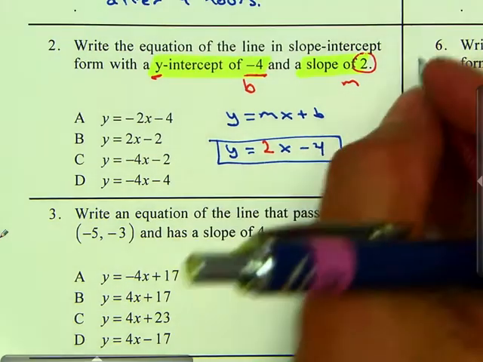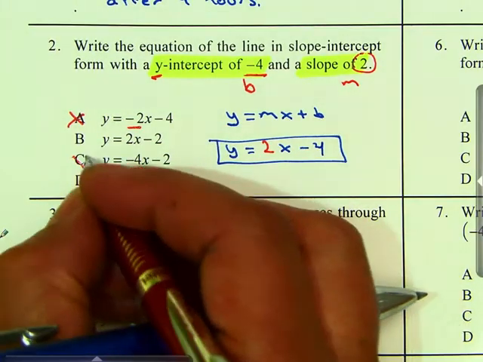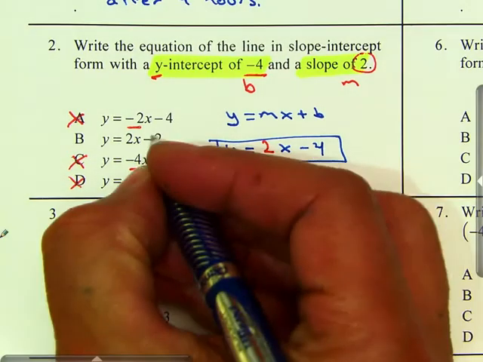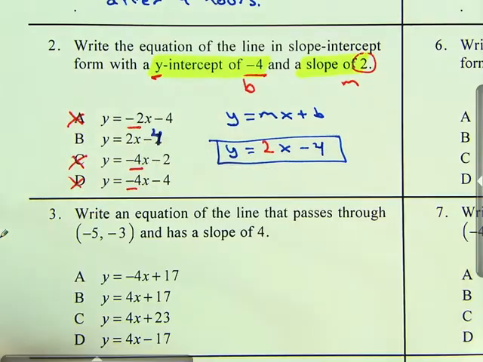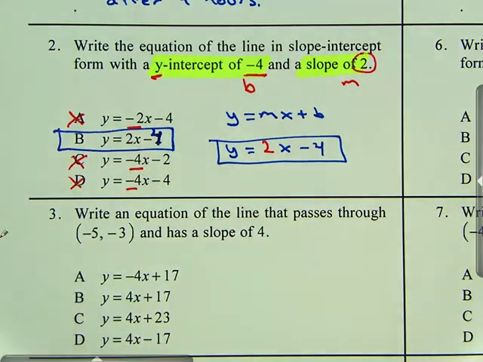And notice your slope is 2, so I know A is not an answer because that's -2. C is not an answer, and D is not an answer. And actually, this should be a 4, and it's a 4 on your paper. So therefore, your answer is letter B.